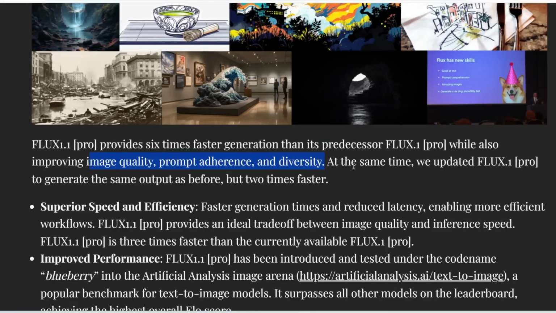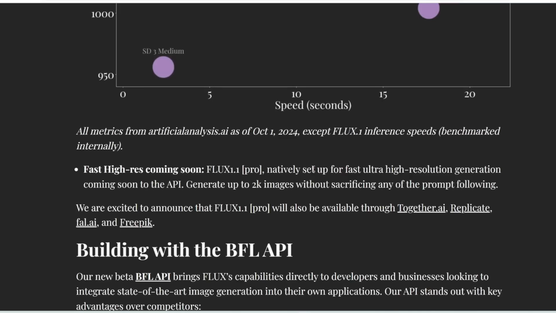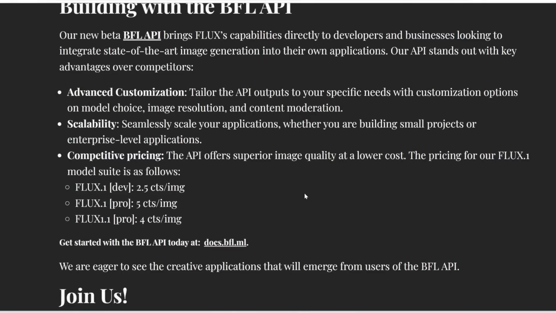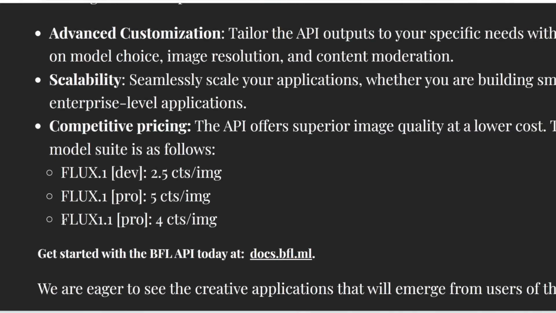And another great news is they've also updated FLUX 1 Pro to generate the same output as before, but 2 times faster. They've also announced that FLUX 1.1 Pro will soon be able to generate ultra high resolution images. So you can generate up to 2K images without sacrificing any of the prompt following. And what's crazy is the pricing is actually even cheaper than FLUX 1 Pro. So you can see here, FLUX 1.1 Pro costs 4 cents per image, whereas the previous version, FLUX 1 Pro, costs 5 cents per image. So there really is no reason to continue using FLUX 1 Pro.